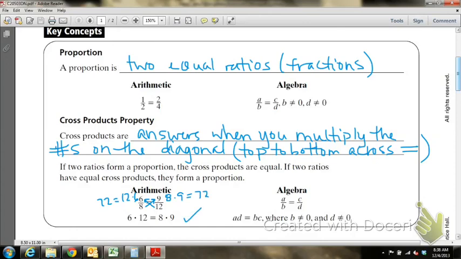So these are equal fractions. They form a proportion. And you can do this with letters too. Multiply, you'd put B times C up here, and on the left side you do A times D. And these would be equal. Okay, so that's a proportion. We're going to use cross products. You're going to multiply from the bottom to the top and put your answers at the top. But we're going to show another way first. So pause the video if you need to before moving on.